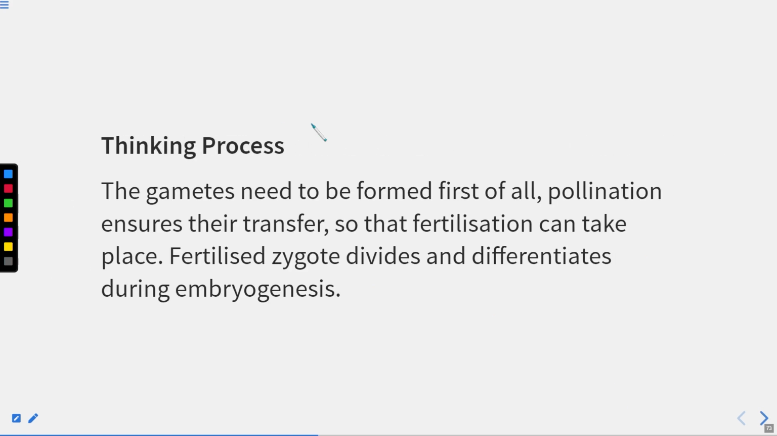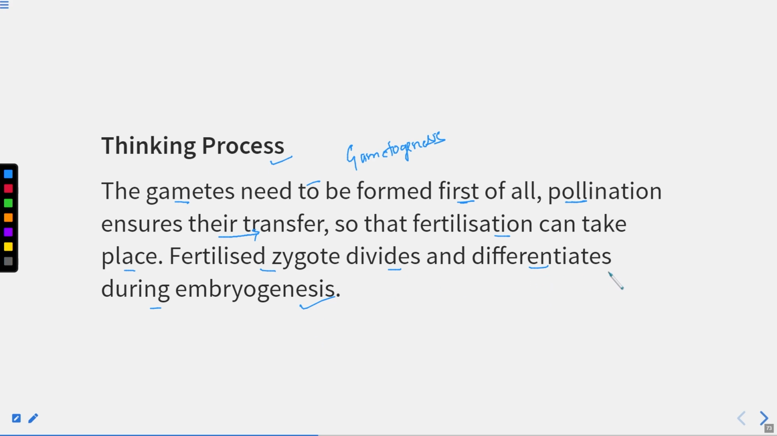So here I've given you a thinking process. This will help you understand this question better and you can answer this question better. Now the gametes need to be formed first. This I've already told you. This is known as gametogenesis, gamete formation. And then pollination. Pollination ensures the transfer of the gametes so that fertilization can take place. So next will be fertilization, and then the fertilized zygote divides and differentiates during embryogenesis.